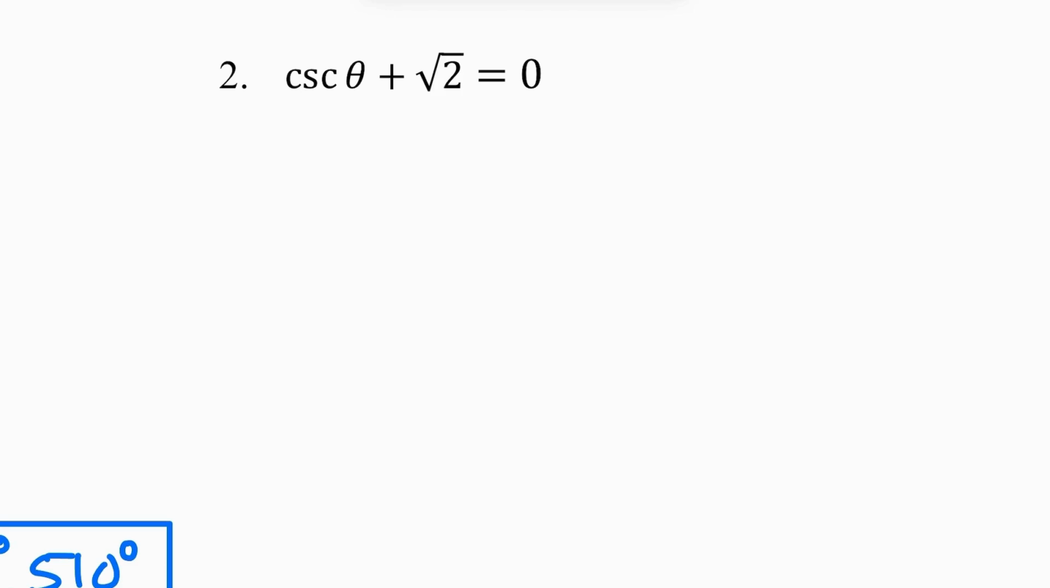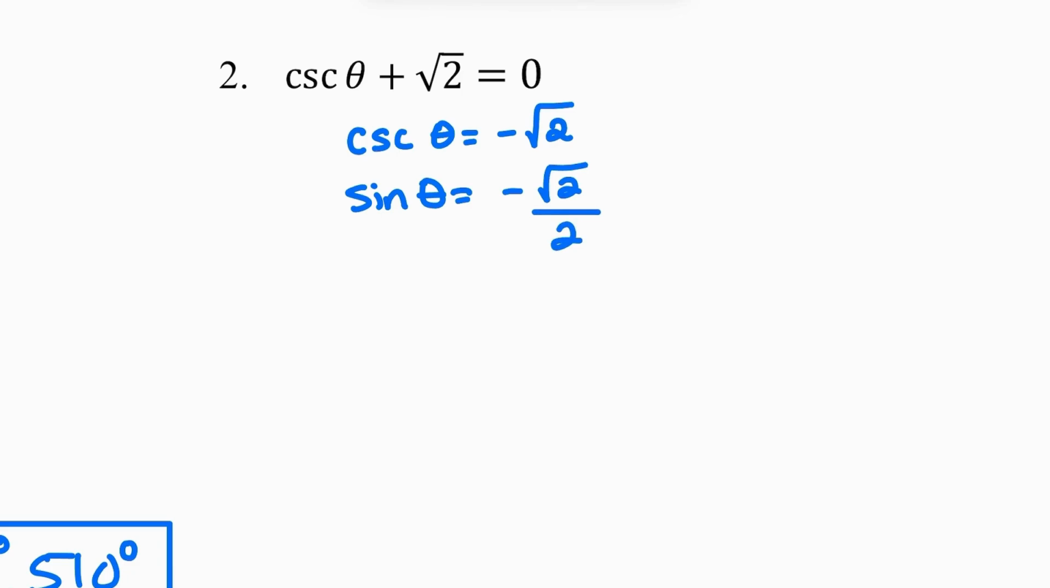So for this next problem, we have cosecant theta plus root 2 equals 0. So I'm going to solve for the trig function by subtracting the root 2 on both sides. And we could inverse cosecant both sides, but some people don't know what the cosecant inverse of negative root 2 is. But if I do the reciprocal, I get 1 over root 2, which is the same thing as root 2 over 2, which everybody should know.